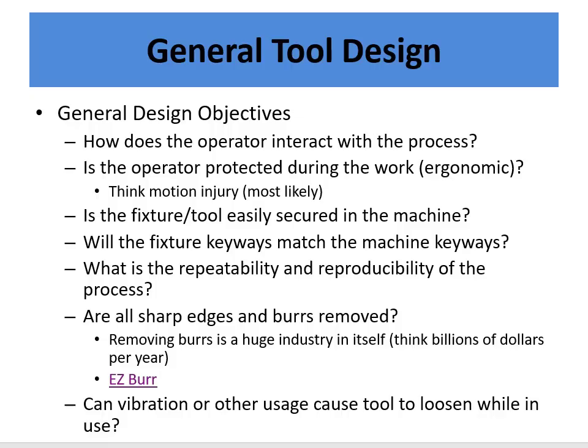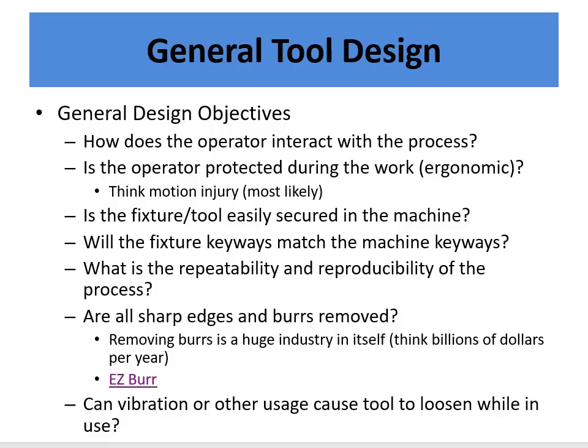So it could be as simple as you have two different operators, first shift, second shift. First shift operator is 5'5", and the second shift operator is 6'5". So the second shift operator, their head's tilted down to see the work, and the first shift operator, their head's tilted back, and maybe you want their head to be in a more neutral orientation. So the workstation that they're at might have to change its elevation and orientation to accommodate that person. That's a really common thing.